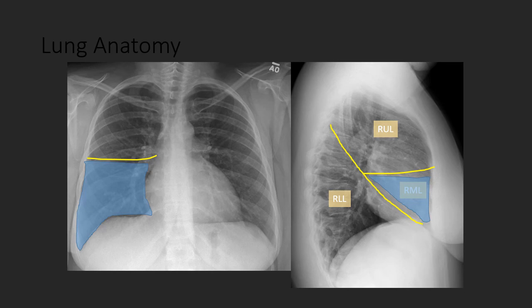The right middle lobe has a large amount of contact with the right heart border. The right lower lobe is the lung that contacts the diaphragm. And this becomes really important when you're looking for the silhouette sign.